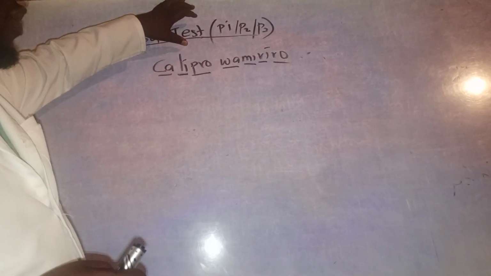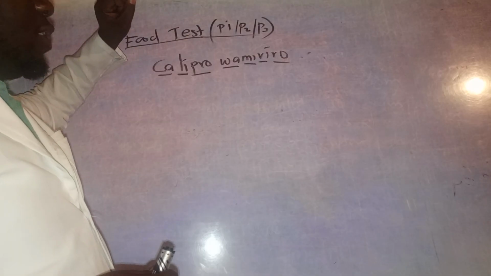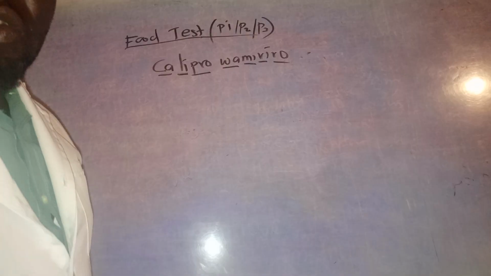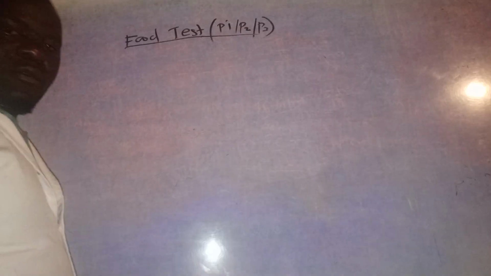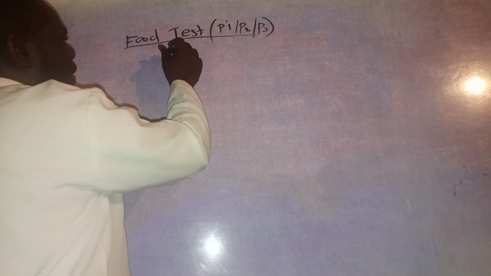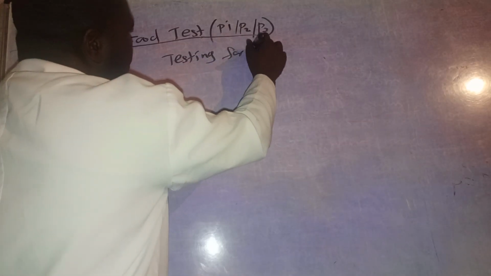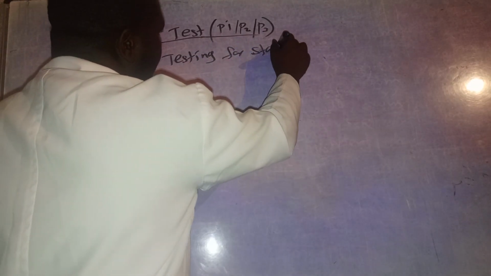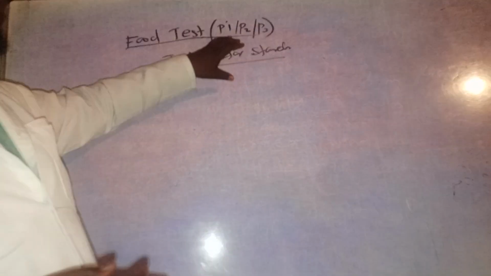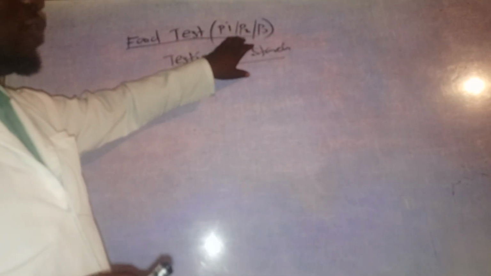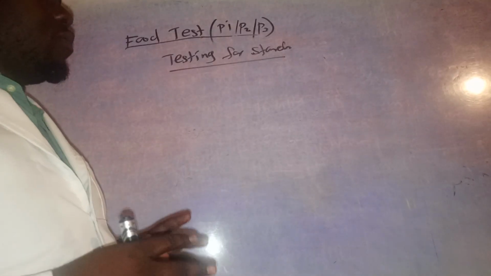So now, we need to carry out a test to know which food sample is present in the component given. So what we call the food tests. The first one is testing for starch. We need to know if the food sample given contains starch or has no starch. So there are some procedures that we're supposed to follow.